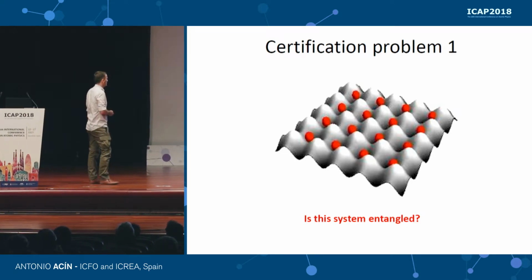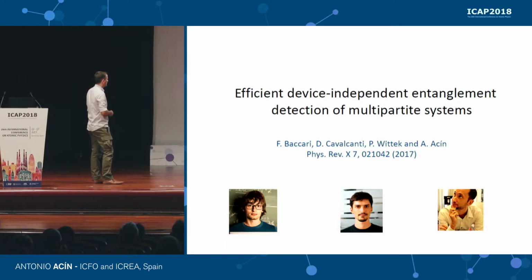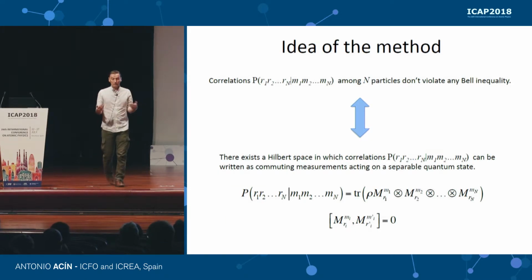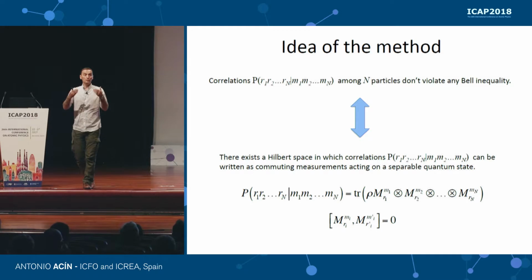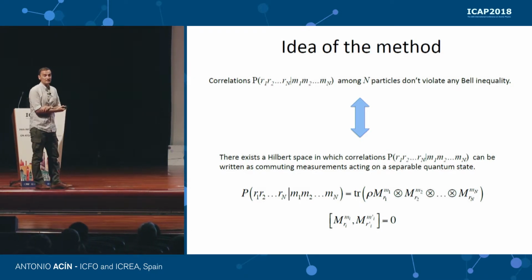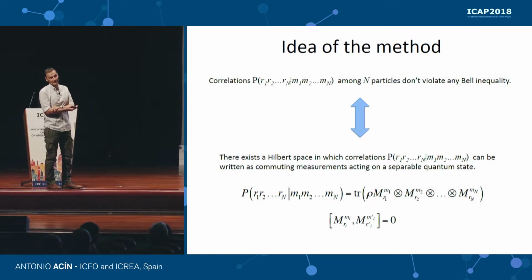So I want to know whether the system is entangled. This is what we did in this paper with Flavio, Danny, and Peter. So basically, again, what's the logic? You go to an experiment, you collect statistics about your setup, and you want to know whether this statistic is compatible with a separable state or not. If it's not the case, then the state is entangled.